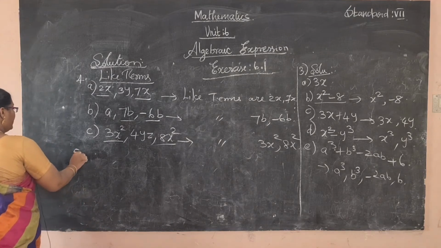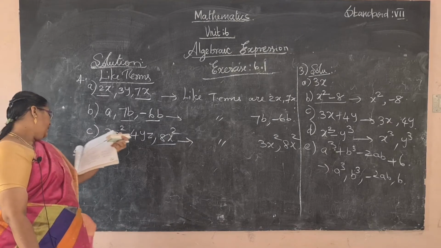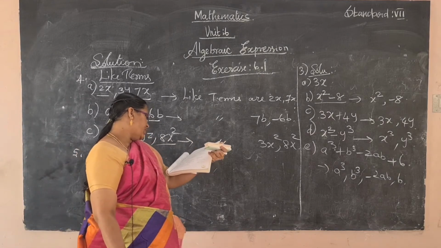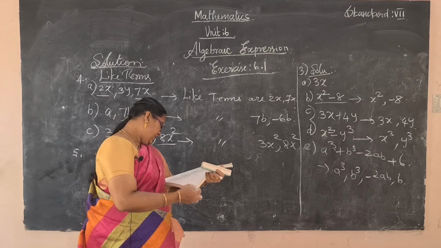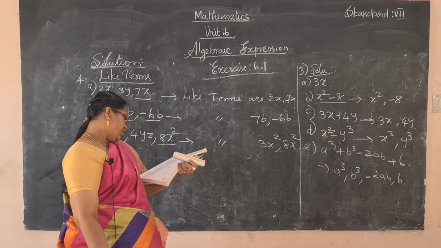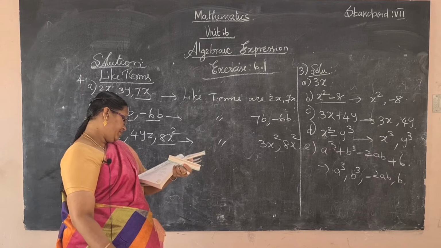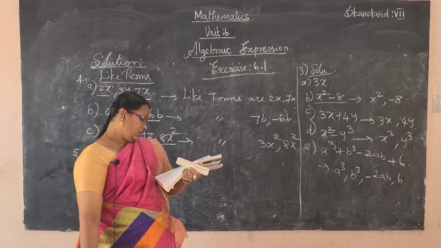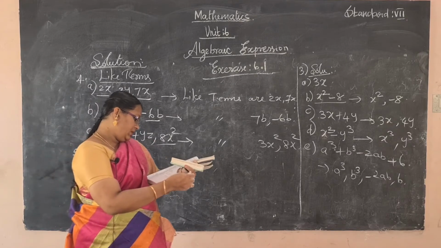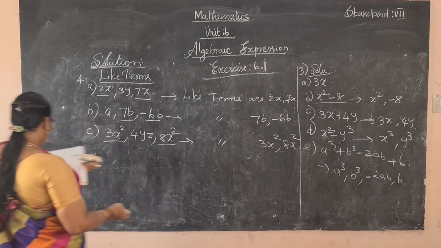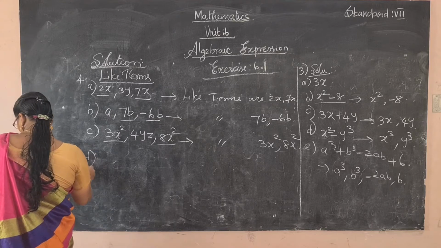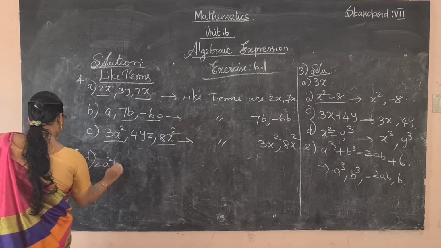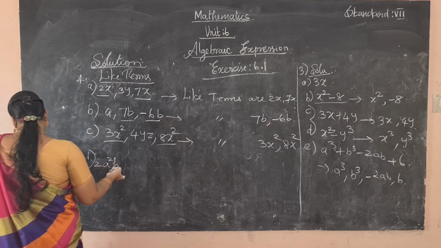Now move to the fifth problem. Identify the like terms in the following algebraic expression. So again, algebraic expressions are given. Okay. So the first 3 problems are homework. I will do the next one, D. It is very important to identify the like terms.